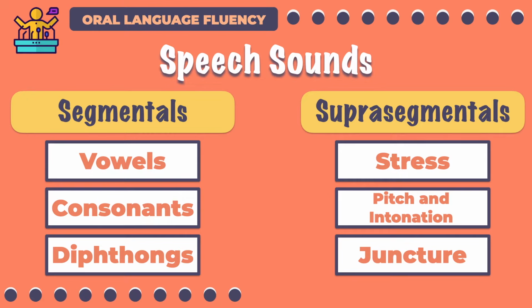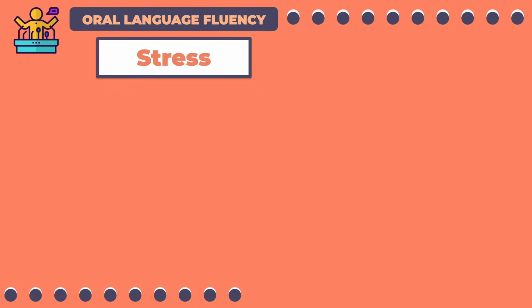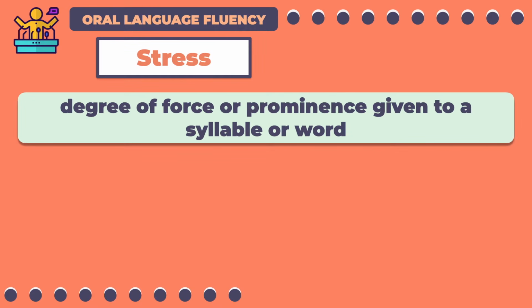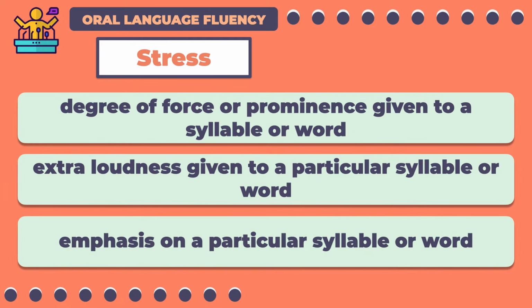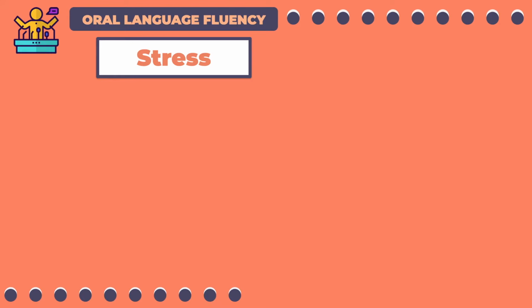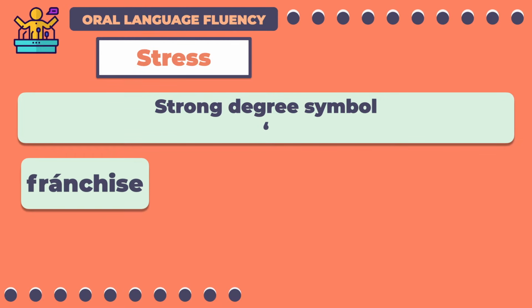But in this video lesson, we shall only be focusing on suprasegmentals, or what we call prosodic features of speech. First, under suprasegmentals is stress. This is the degree of force or prominence given to a syllable or word, or the extra loudness given to a particular syllable or word in order to give emphasis. A stress is represented through a stress mark or a raised vertical line on the syllable that needs emphasis. For example, franchise. The stress mark is placed on the letter A, meaning the A sound should be stressed.